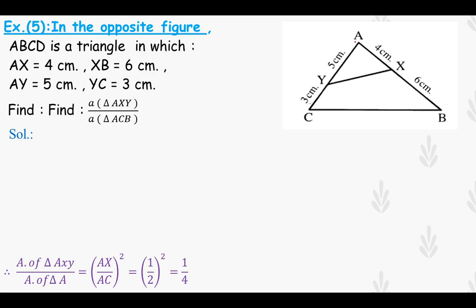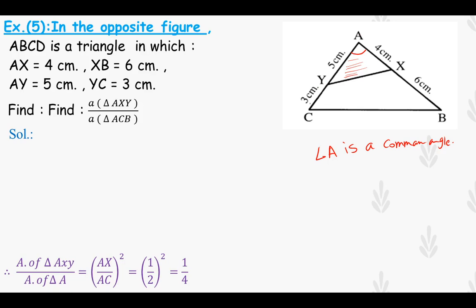The first triangle is AXY. This is the first triangle, AXY. And the other triangle is ACB. Okay? You can see that angle A is a common angle. Angle A is a common angle. You can see that angle A is an angle of triangle XAY, and angle A is also an angle of triangle BAC. So angle A is a common angle.